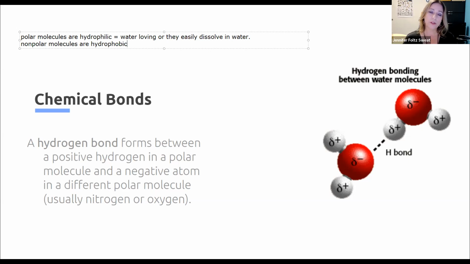Nonpolar molecules are considered hydrophobic, technically means water-fearing. So oil is nonpolar. It does not dissolve easily in water, whereas sugar or salt, these have charges and they dissolve easily.